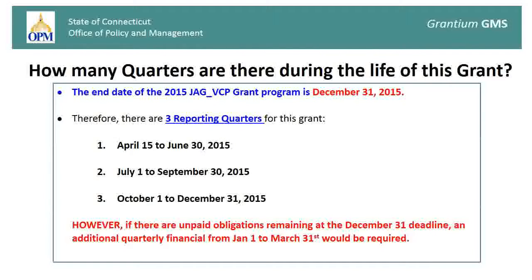How many quarters are there during the life of this grant? The end date of the 2015 JAG VCP grant program is December 31st, 2015. Therefore, there are 3 reporting quarters for this grant: April 15th to June 30th, July 1st to September 30th, and October 1st to December 31st. However, if there are unpaid obligations remaining at the December 31st deadline, an additional quarterly form, January 1st to March 31st, would be required.